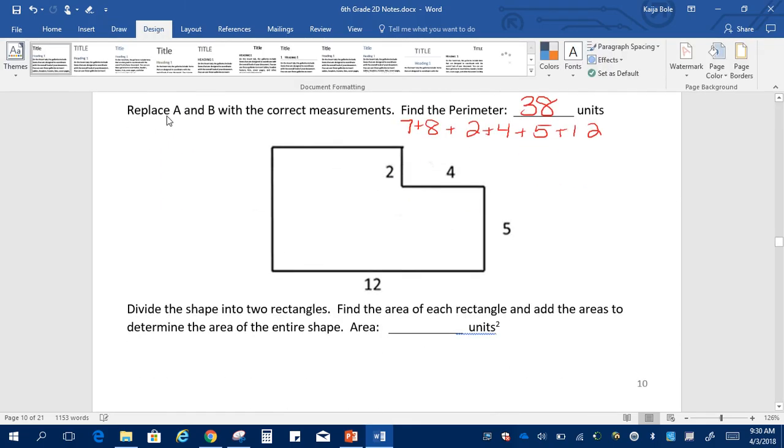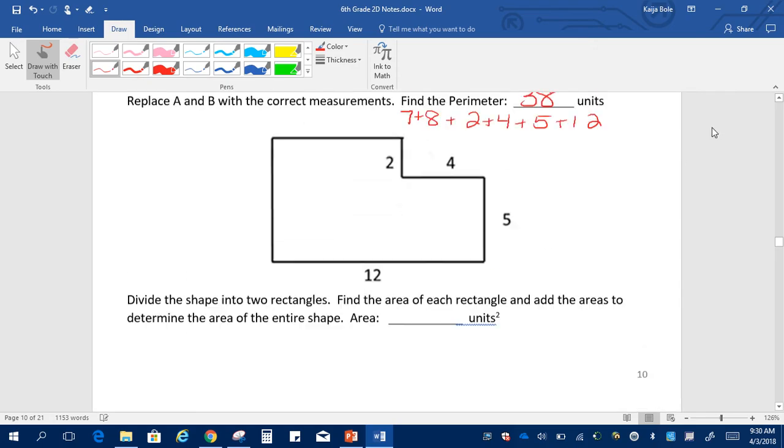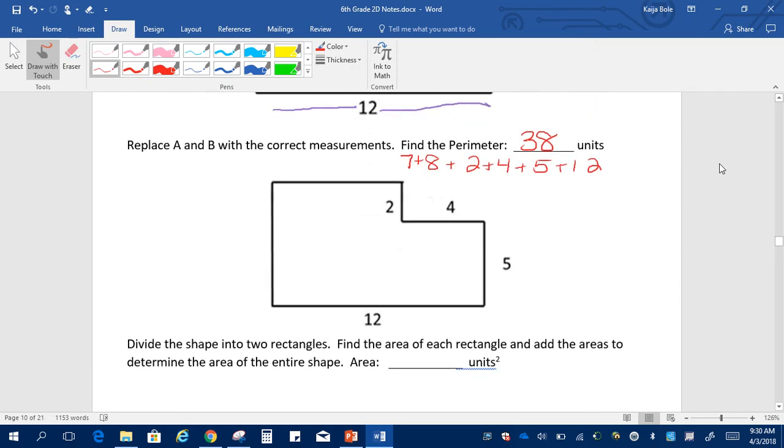Alright, if you look at the next one here, it says to divide the shape into 2 rectangles and then find the area of each rectangle and add the areas together. So first I'm going to divide it into 2 here. So I'm going to look at this big one over here. I'm going to do it in blue. Or let's do the small one first actually. So we know my right side is 5 and this would be 5 over here. This would be 4. Okay, so that's our blue. I'll circle our blue numbers.